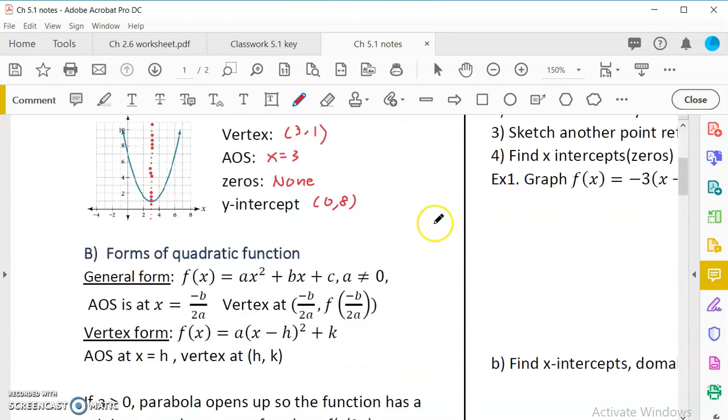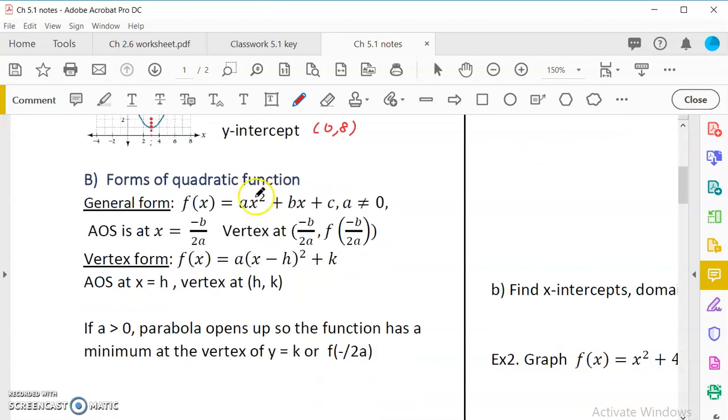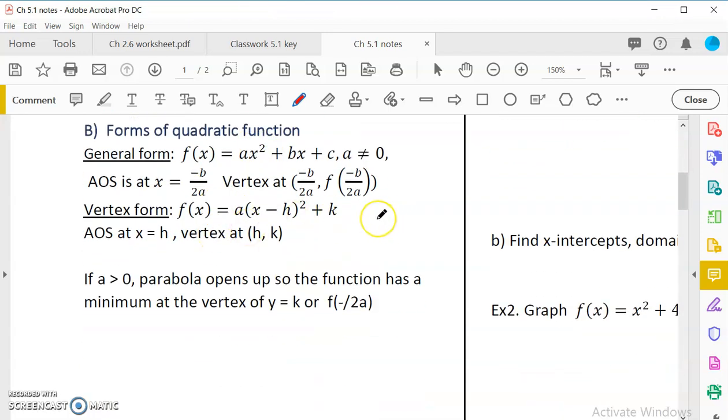What about equations? I can tell that it is a quadratic function if I see a parabola, and I can read off the important things. But if someone gives me an equation, how can I tell that it is a quadratic function? The key is it must have an x squared term. And it can be written in two forms. In general form, which is just ax squared plus bx plus c, there is an x term and a constant term.